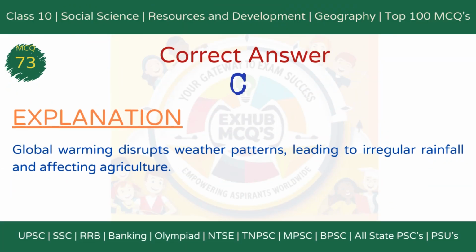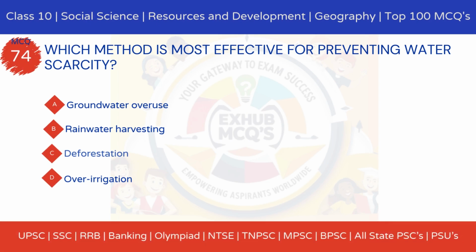The correct answer is option C, alters rainfall patterns. Explanation: global warming disrupts weather patterns, leading to irregular rainfall and affecting agriculture. MCQ 74. Which method is most effective for preventing water scarcity?